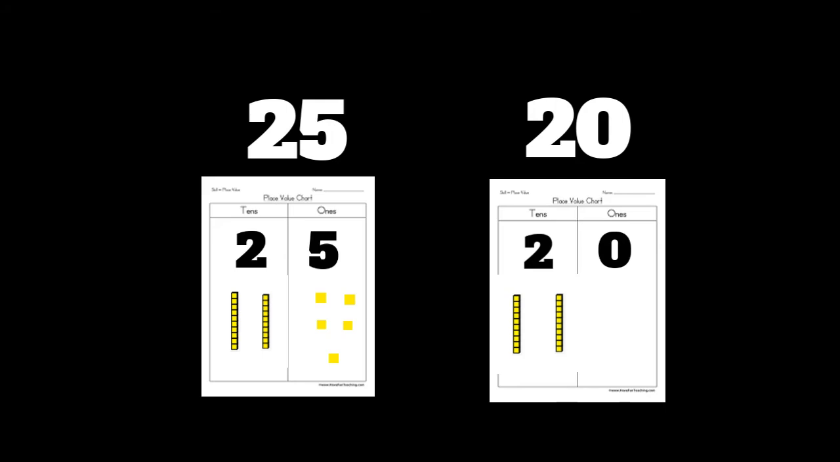Now I'm ready to compare the two numbers. When I compare these two numbers, I see that they both have a 2 in the tens place. Now, the difference comes when we look at the ones place. 25 has a 5 in the ones place, and 20 has a 0 in the ones place. So since 5 is greater than 0, I know 25 must be greater than 20. So now that we've decided that 25 is greater than 20, let's represent that using one of the symbols we talked about earlier.